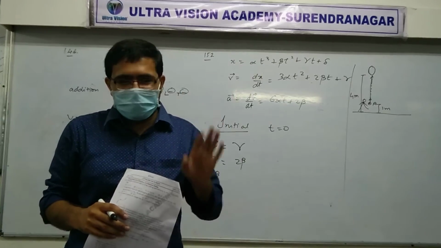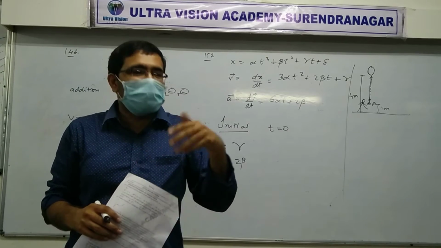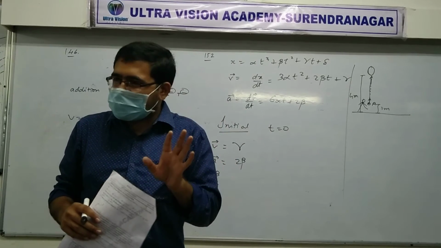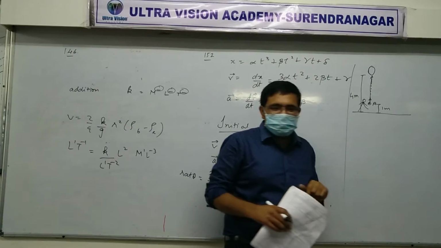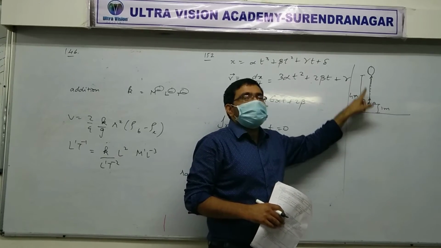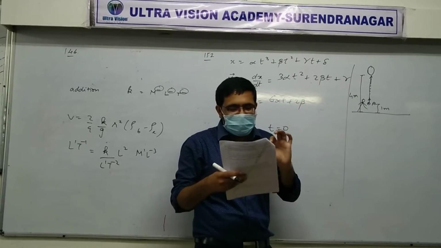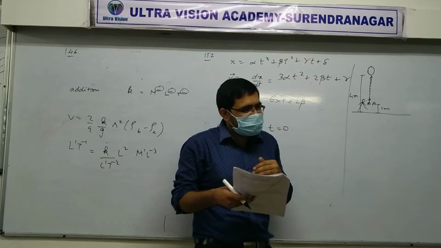The mango will fall if the stone's speed is 5 meters per second or more. Is it clear? So where is the speed of the stone, 5 meters per second? Is it initial speed or final speed? It will be the final speed. Why? Because if it was initial speed, then why would we ask this question?